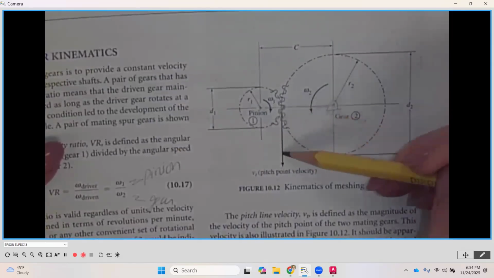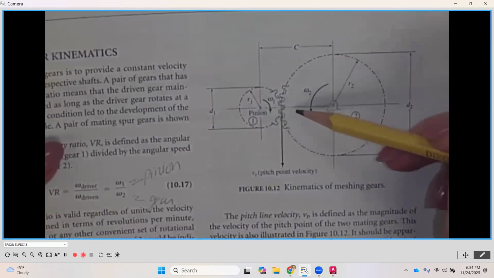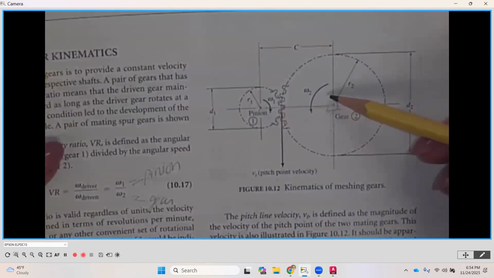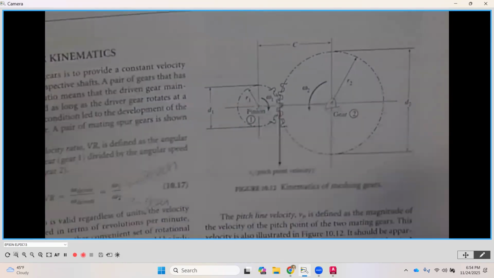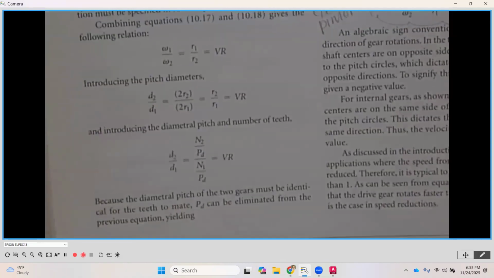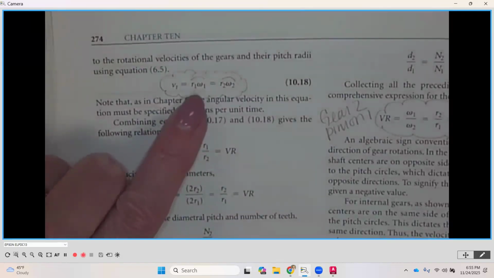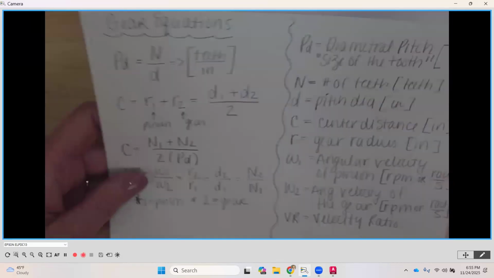Now that same pitch line speed is not only going to be the same on the pinion, but it's going to be the same on the gear. In the case of the pinion, we're going to have a higher speed with a shorter radius. In the case of the gear, it's going to be a slower speed, but a larger radius. And this equation is going to be familiar. It's at the top of page 274, where pitch line speed is equal to the radius times the rotational speed of either the pinion or the gear. So we can add that to our list.